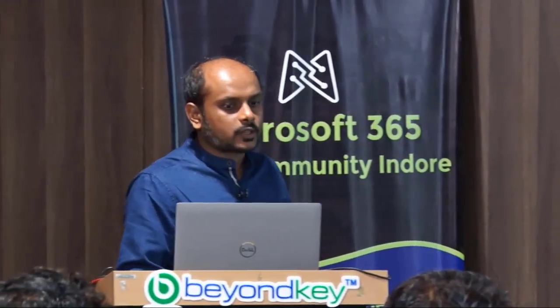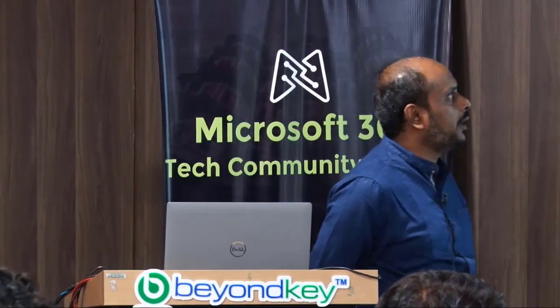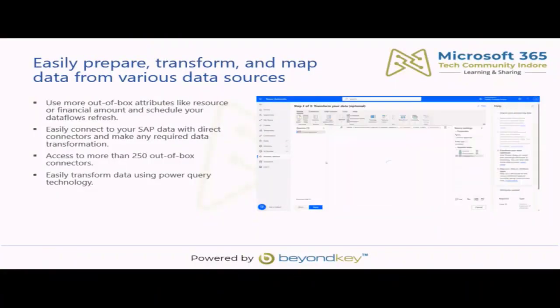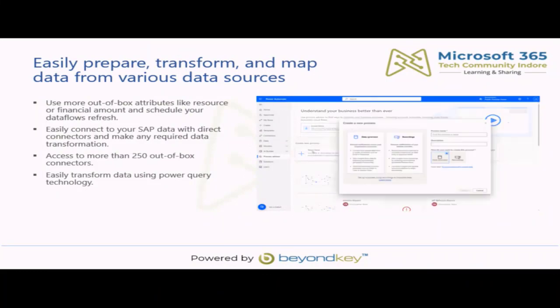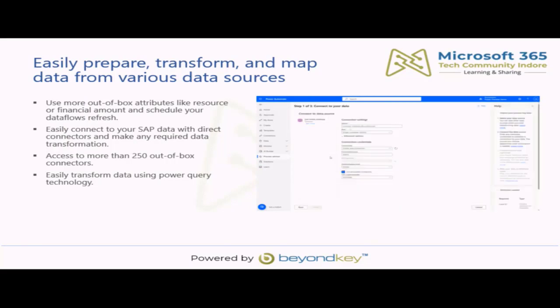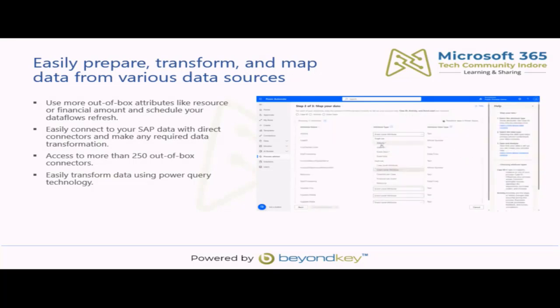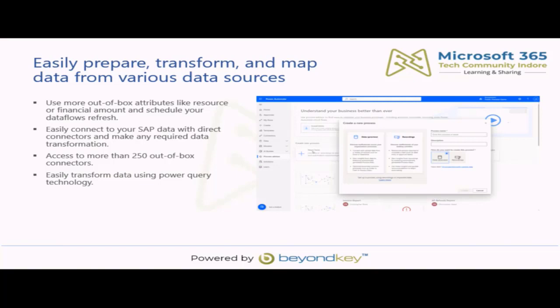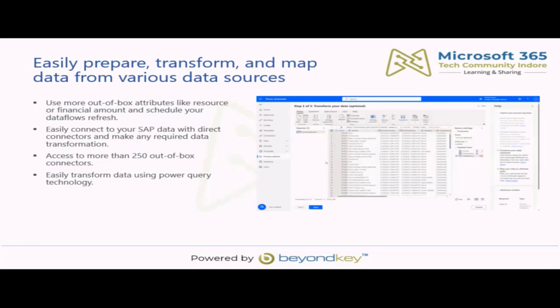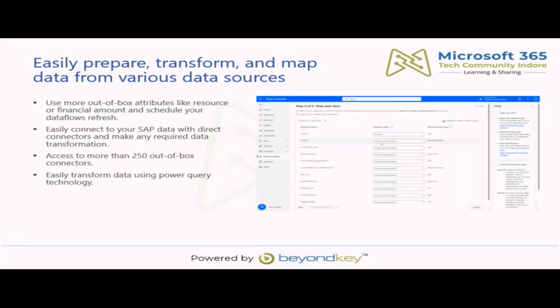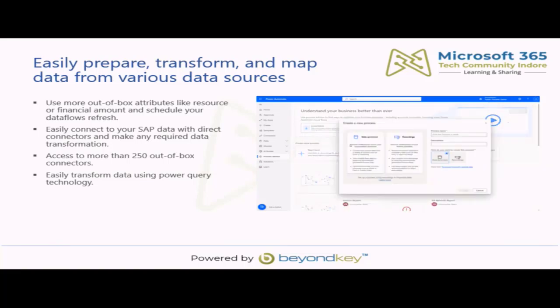Okay. The next one is to easily prepare, transform and map data from various data sources. So these are the features of process mining we are talking about. First, we talked about templates. Pre-built templates are available. If we have anything over there, we can use that one. Second is easily prepare, transform and map. Same as I just said, you create, import your data, or you can connect with any of these data sources, and as I said earlier, 250 plus out of the box connectors and other things are available.